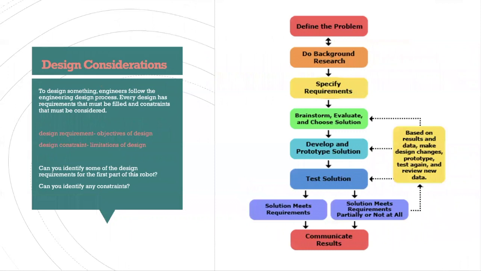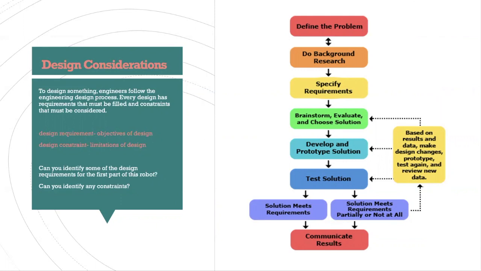So things you need to take into consideration when creating anything in CAD, you need to take into consideration your requirements and your constraints. So in this case, the requirements are objectives of your design. So we want to have 2 arm segments that are able to rotate using stepper motors. Design constraints are the limitations of the design. So what things will stop us from making whatever we want with this CAD model, right?